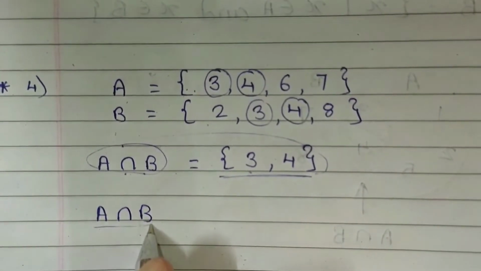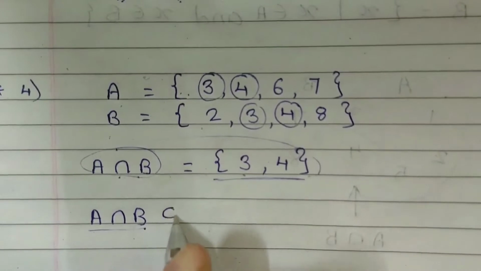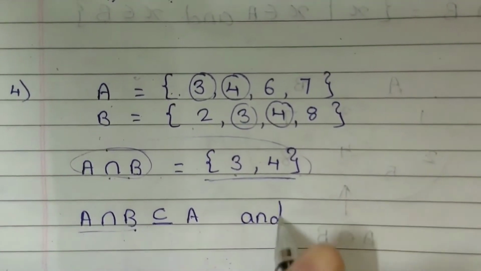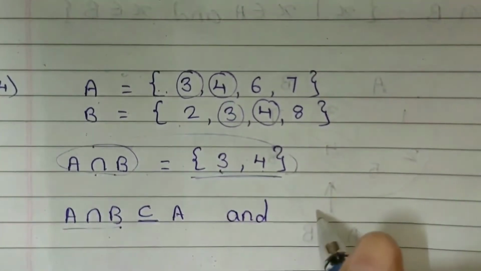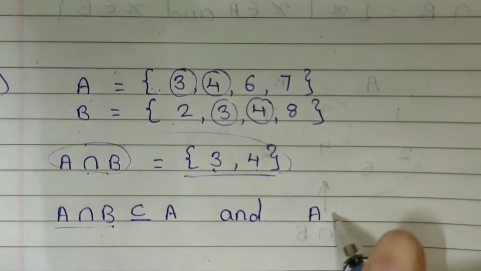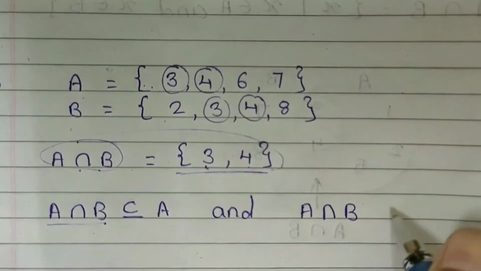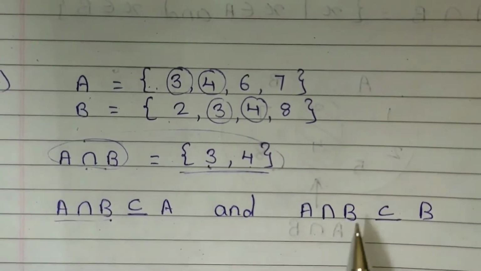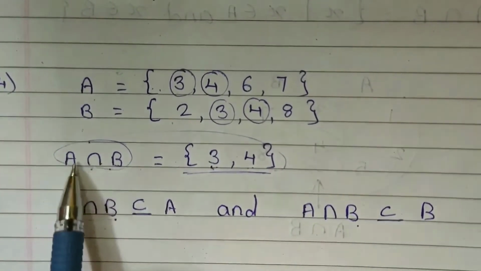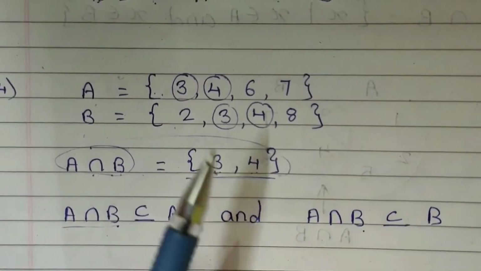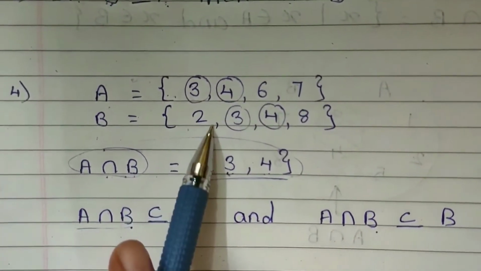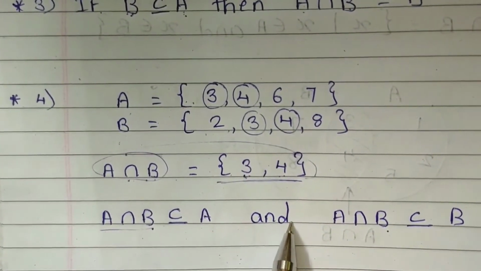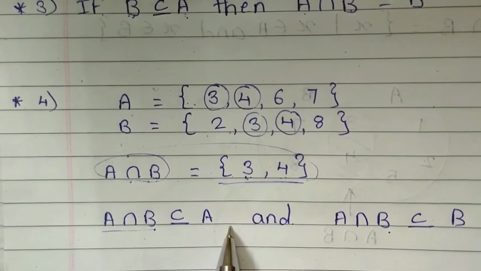So I can write it, A intersection B is a subset of A, and A intersection B also a subset of B, which means the element present in A intersection B are also present in set A and set B. This looks very complicated, but actually it is very easy to understand if you think logically.